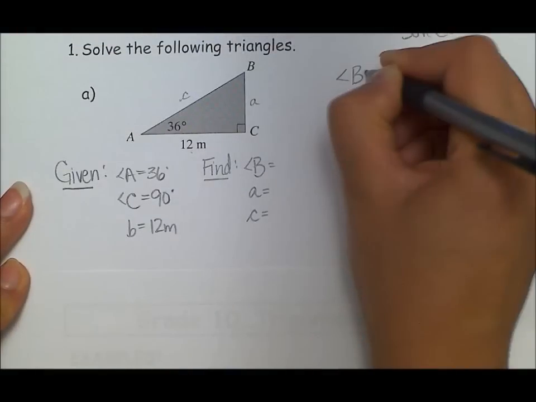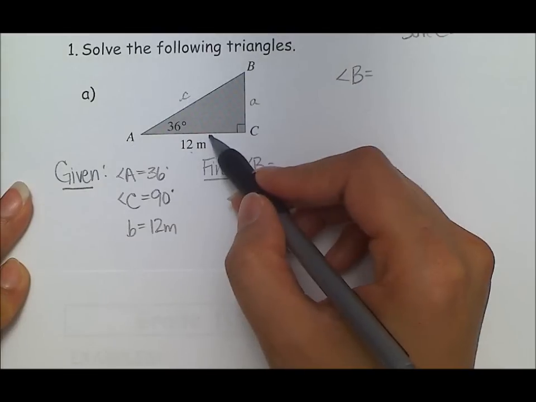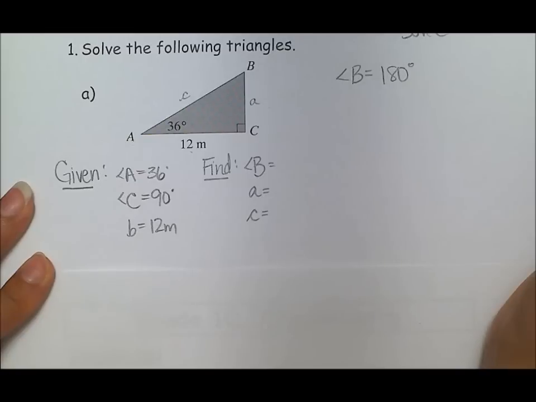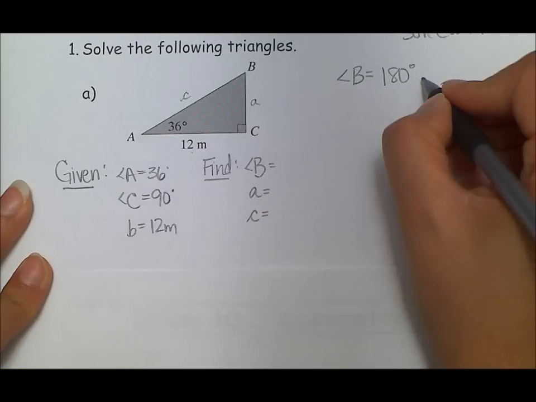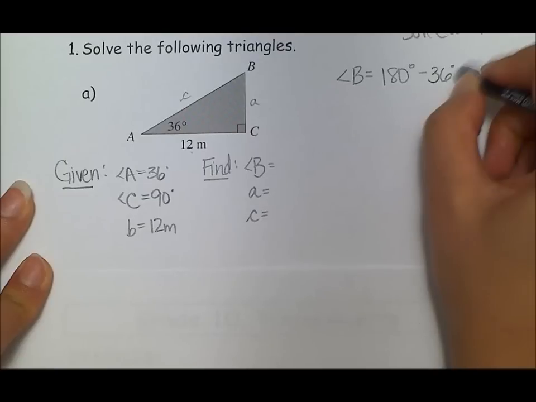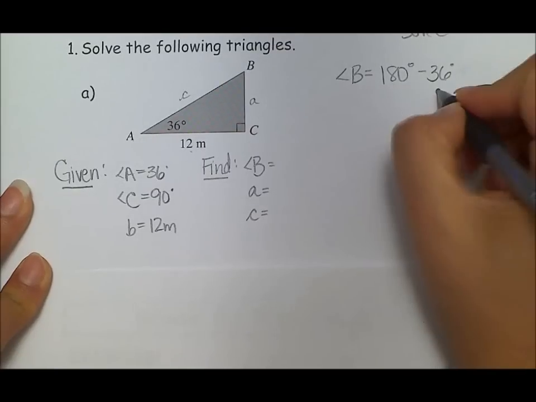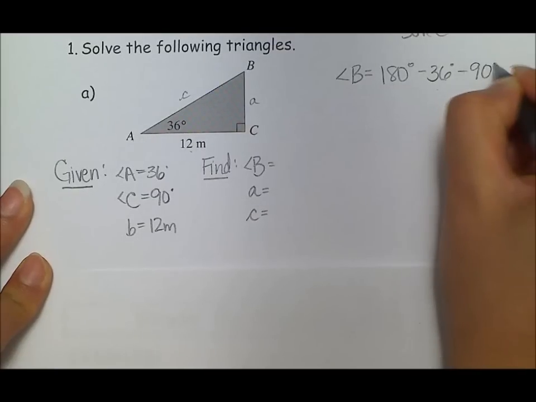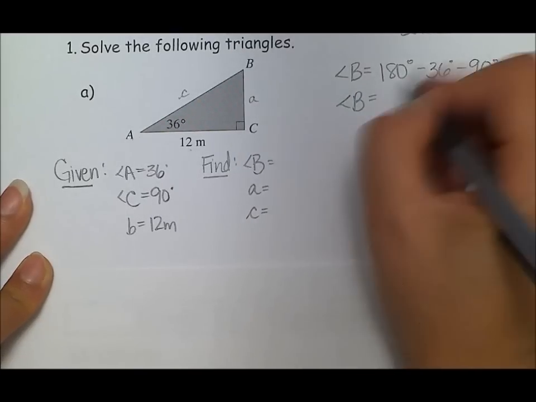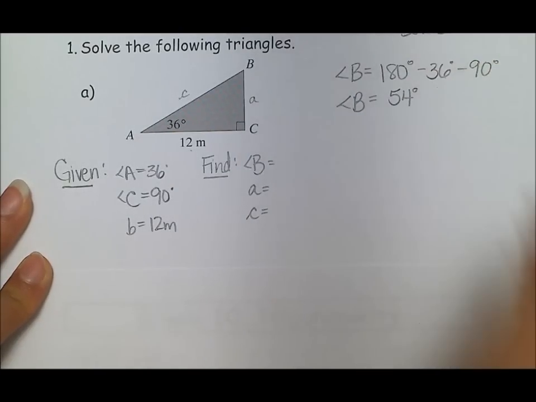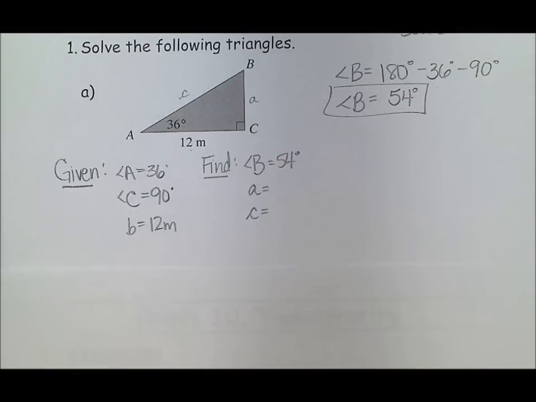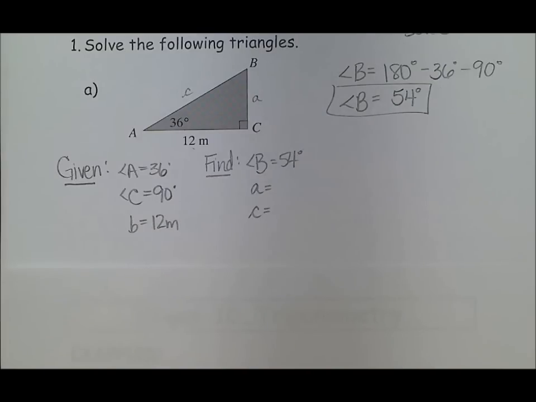Once you have two angles in a triangle, you can use the sum of the angles in a triangle theorem, where you would subtract the other two angles from 180 degrees, since you know all the angles in a triangle have to add up to 180 degrees. So I'm going to subtract both of the angles that I know. And I get angle B is equal to 54 degrees. Okay, so one of the angles is done. We know that angle B is equal to 54 degrees. So that was one of the pieces of information that I needed to solve for.